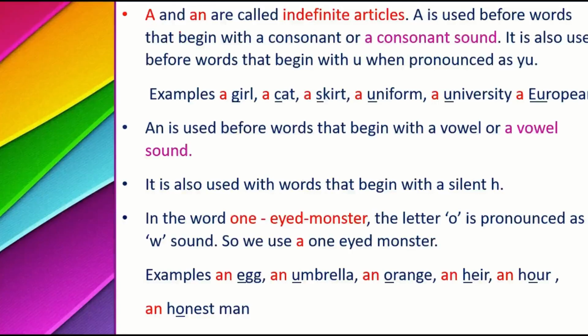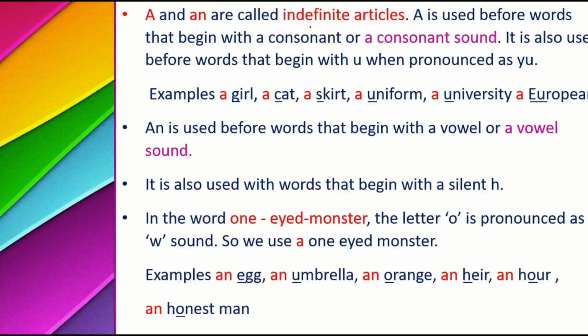Whereas for definite article, that thing will be sure or that thing will be exact or clear. That type of articles are known as definite article. That is the. The is the definite article. And the, we can use it for singular or plural. But here a and an, we have to use only for singulars, and also they are indefinite, that something that will not be clear.